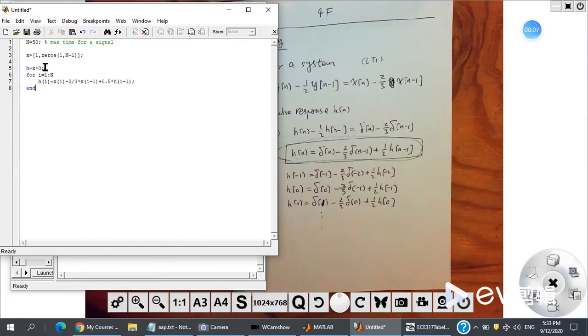But we have some problem, because when i is 1, you need x of 0 and h of 0. You see, when i is 1, you need h of 0 and x of 0. But we do not have x of 0 and h of 0.